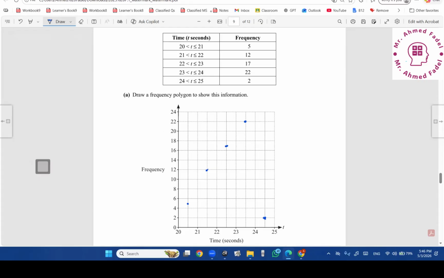Next, you must connect them. Don't forget to connect them. This is extremely important. So you connect from the first point, not from the 0. First point connected to the second, then third, then this one over here, then this one over here. I'm going to erase it right now.